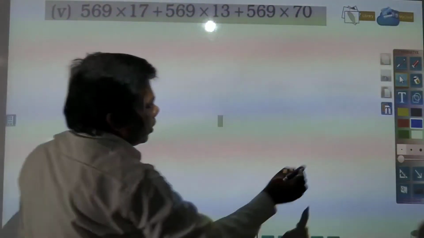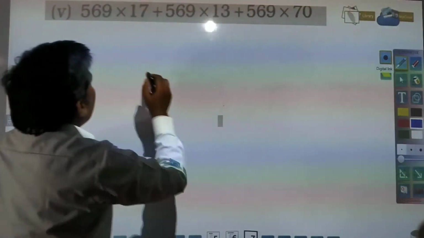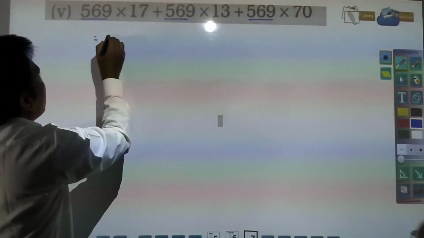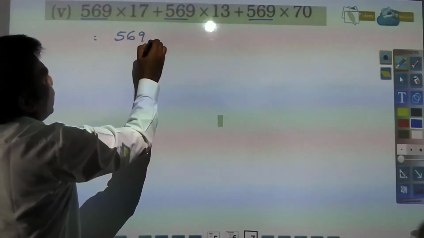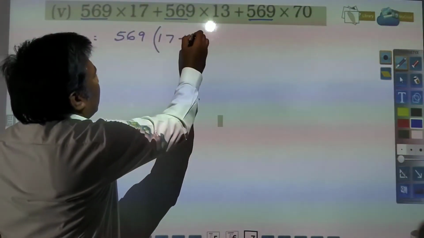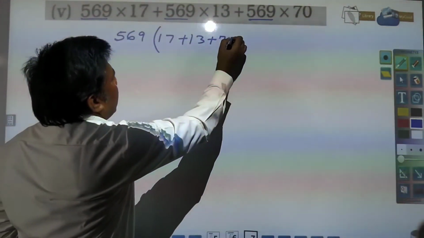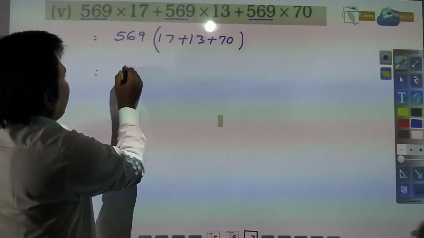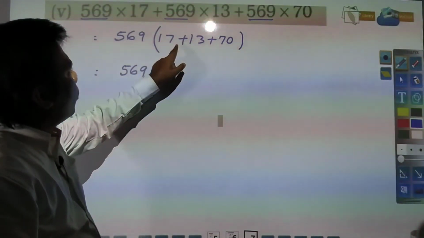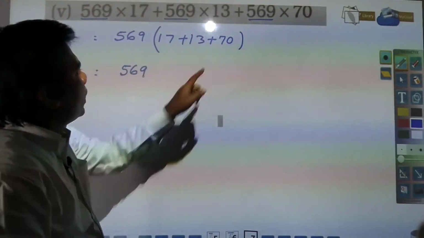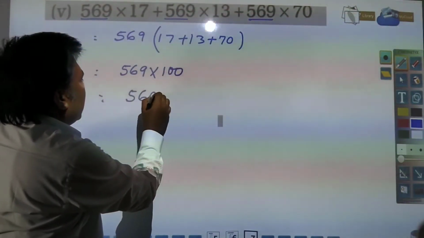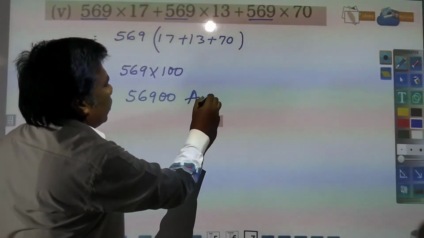Here you see, if we take common 569, you will be left with 17 plus 13 plus 70. So what will you get? 569. 17 plus 13 will be 30 plus 70 is equal to 100. And this will be 569 and 00. This will be your answer.